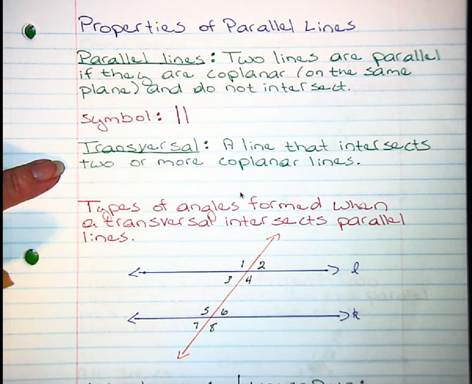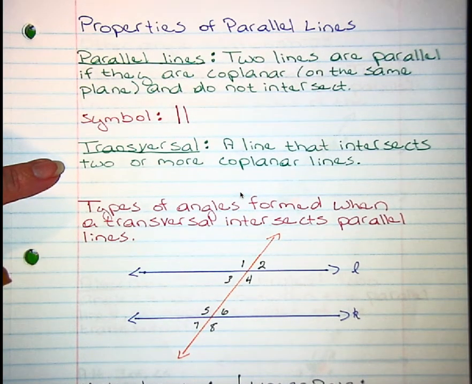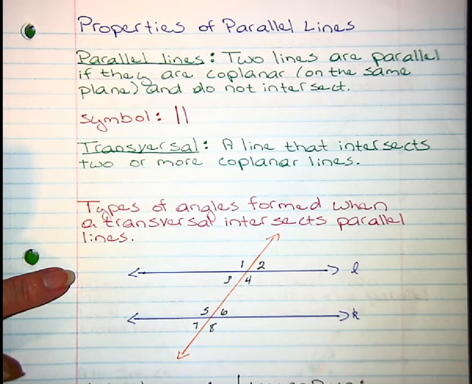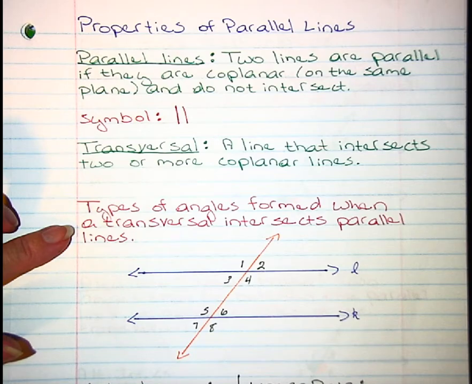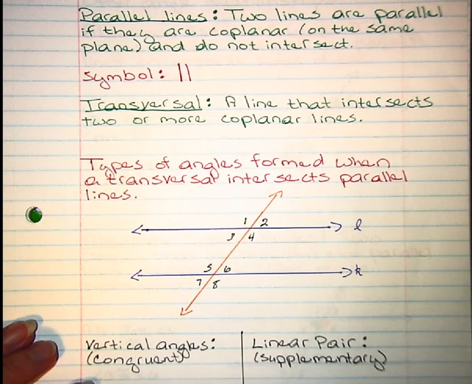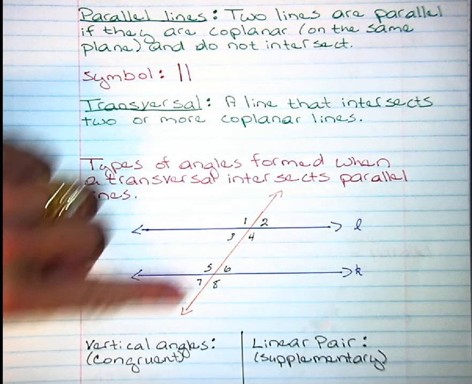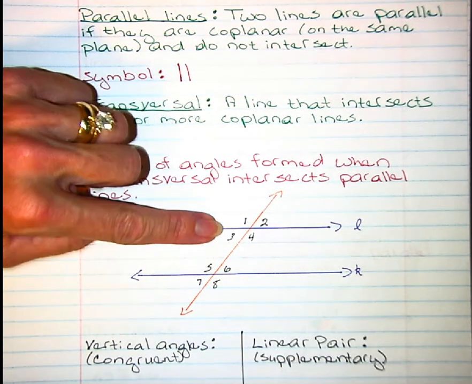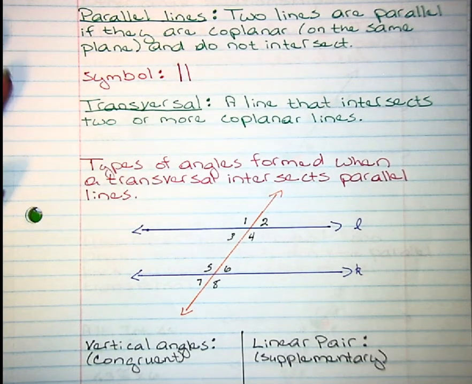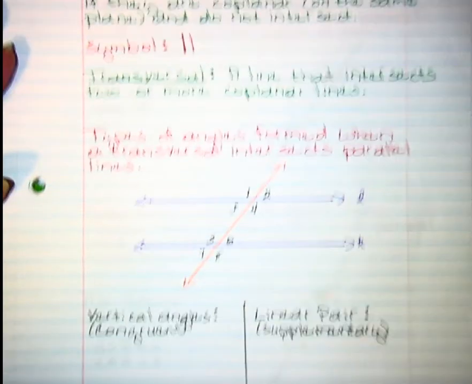Okay, a transversal. A transversal is a line that intersects two or more coplanar lines. The lines don't necessarily have to be parallel, but for our topic of discussion and for this unit, they always are going to be parallel. So we're going to be talking about some special types of angles that are formed when a transversal intersects parallel lines. All right, so here I have two parallel lines, line L and line K, and the orange line is the transversal, and I've numbered the angles that are created 1 through 8. Those aren't angle measurements, those are just labels, all right?